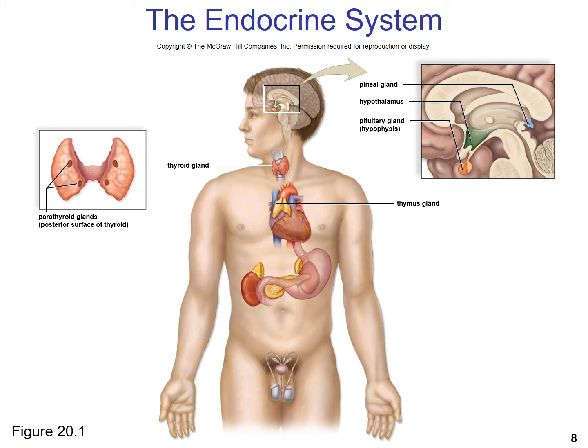This is the thymus gland. It is involved in immune cell maturation, and this actually starts to degenerate right around the time of puberty.